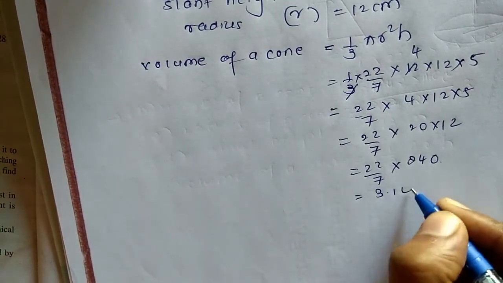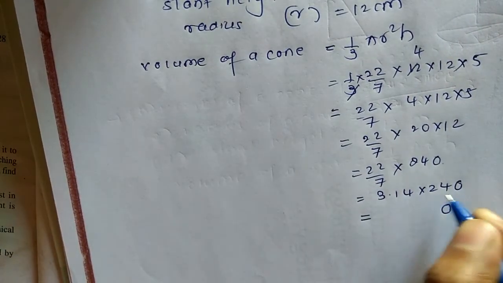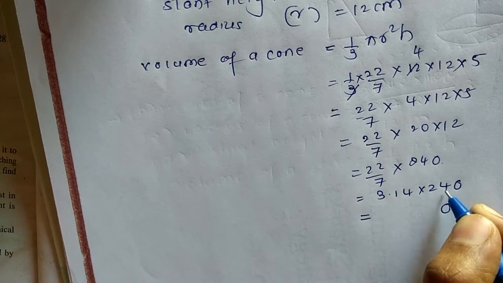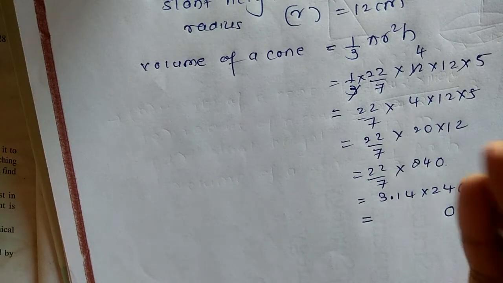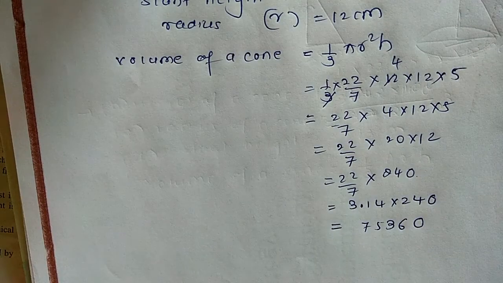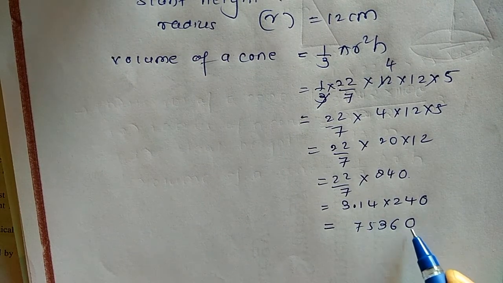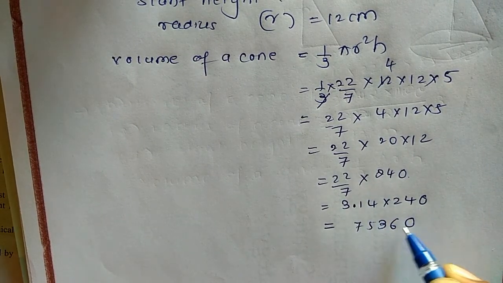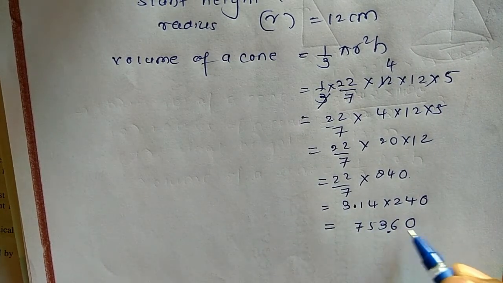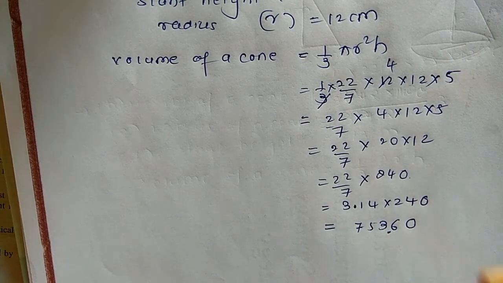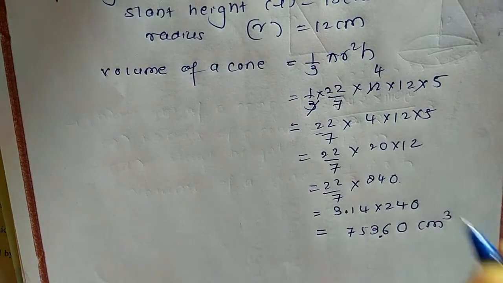So this is 3.14 into 240. You can keep 0 as it is and do 314 into 24. After whatever answer you get, from the right side, after the tens place you have to give the point. So here you will get the answer as 3575360, but after 2 places you have to put the point. So the volume will be 753.60 centimeter cube. Volume we measure in cubic units, so the unit is centimeter cube.